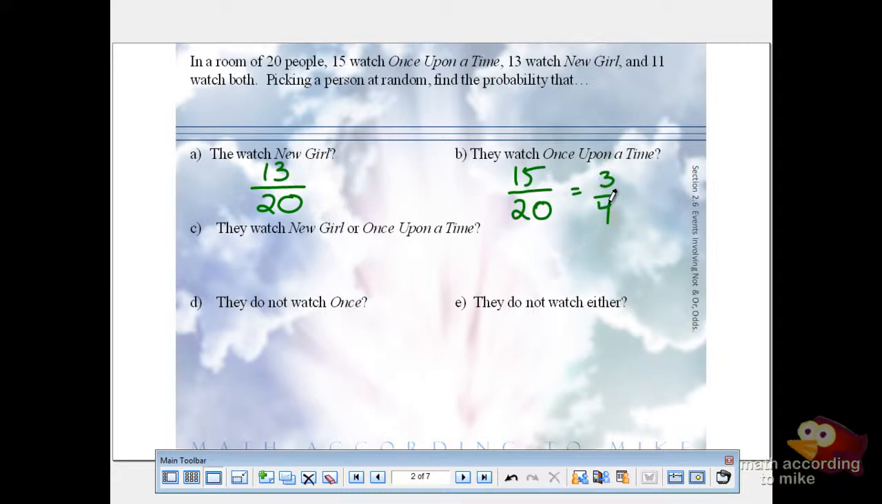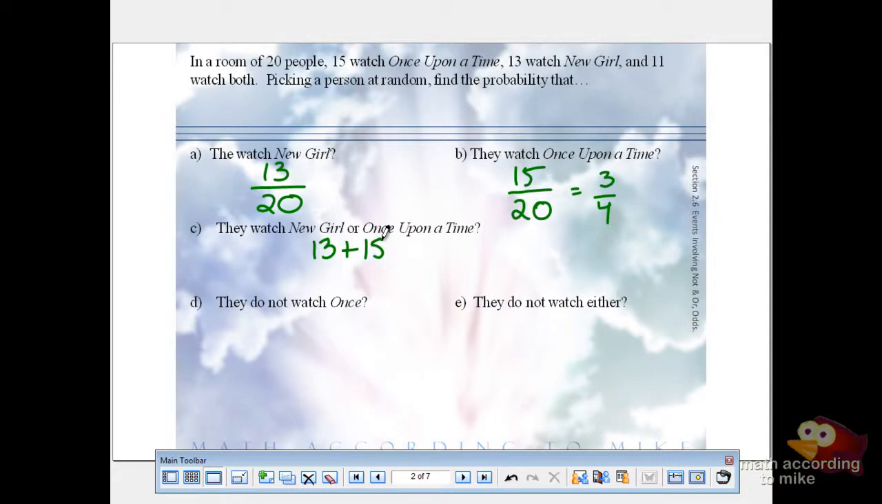Part C, they watch either one or both. How'd you get that? Right. But it doesn't say watch New Girl and Once Upon a Time. It says or. So, or means we're going to have to add here. How many watch New Girl? Plus, how many watch Once?